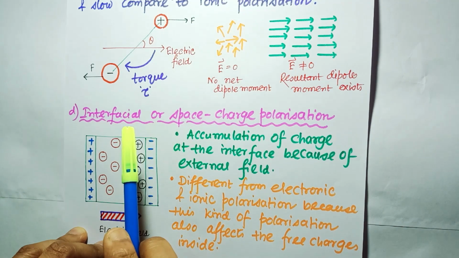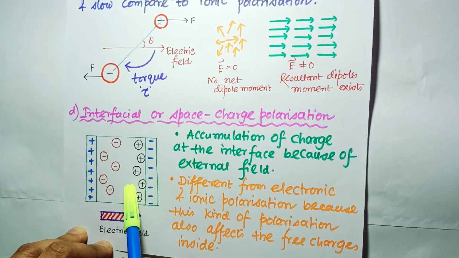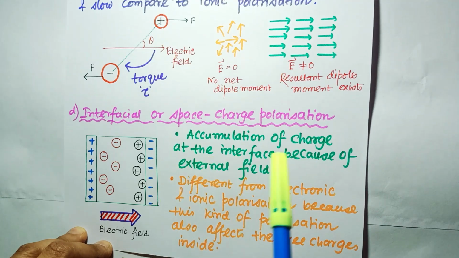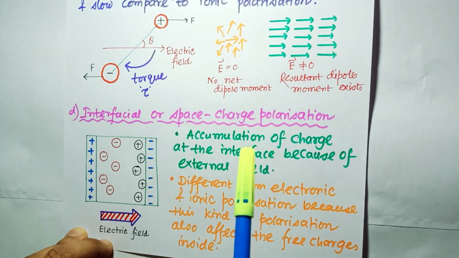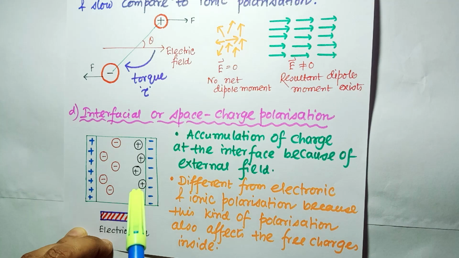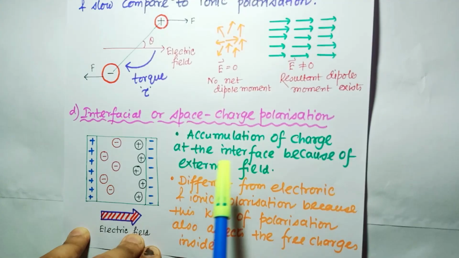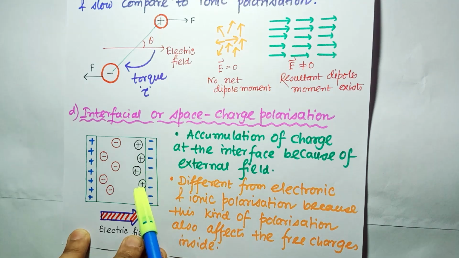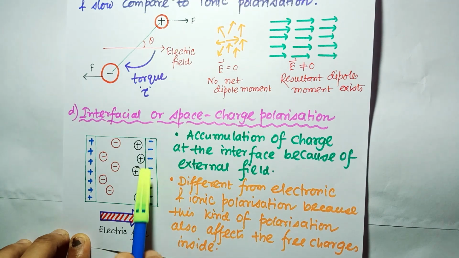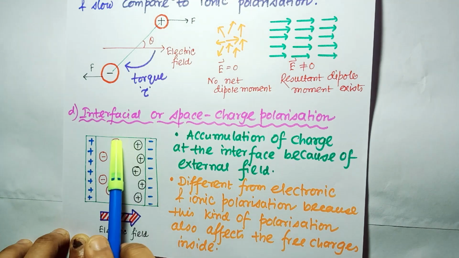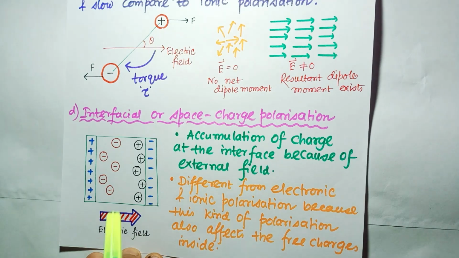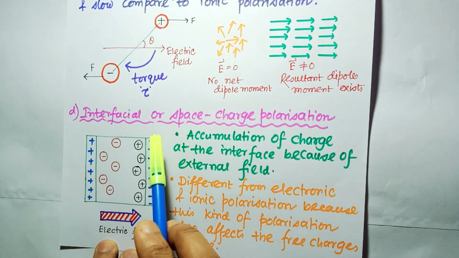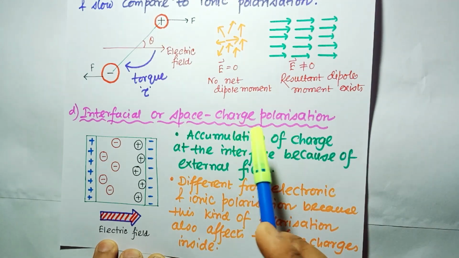In interfacial and space charge polarization, I repeat again, here we deal with the bound positive and negative charges along with the free charges like the electrons, but in the case of orientational and ionic polarization, we dealt only with the bound positive and negative charges. So the accumulation of charge at the interface is because of the external field. You can see from the figure, this is the direction of the external field. The positive charge will get accumulated at this surface, and the negative charge at this surface. Also, in parallel to both bound positive and negative charges, there will be movement of the free charge carriers, which is the electron. This is the difference between interfacial or space charge polarization and orientational and ionic polarization.